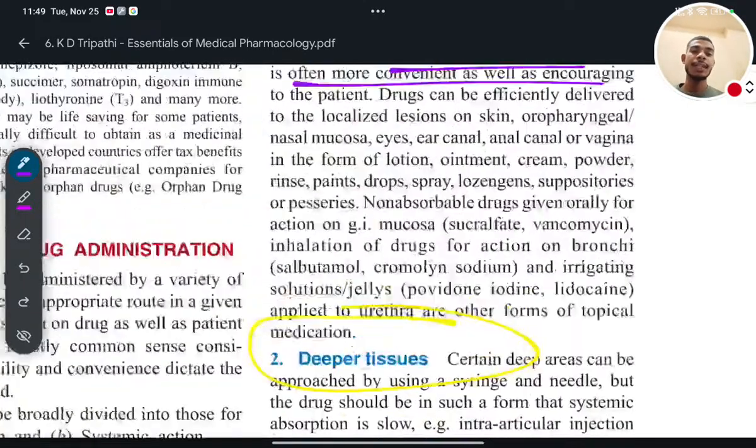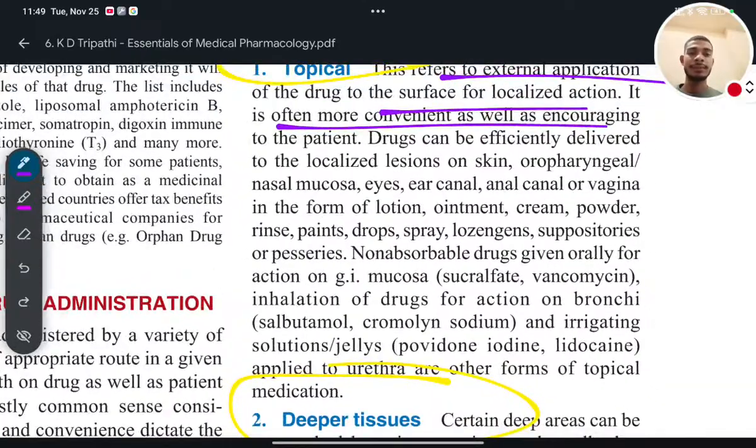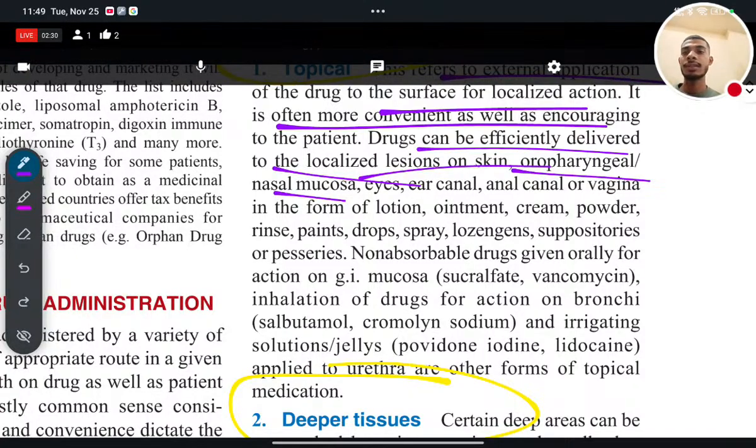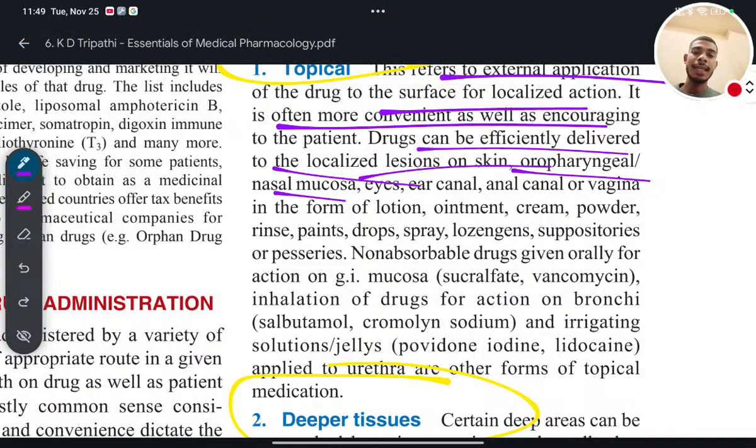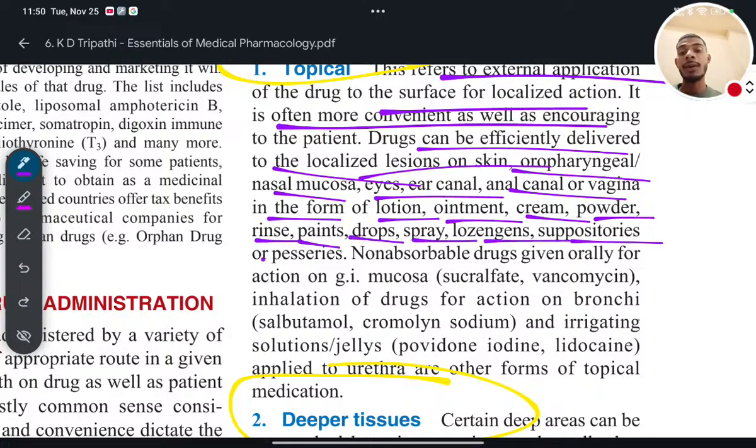Okay, and the examples are there. Drugs can be efficiently delivered at localized lesions on the skin, such as oropharyngeal, nasal mucosa, eyes, ear canal, anal canal. Am I audible or not? Yes. So eyes, ear canal, anal canal and vagina, in the form of lotions, ointments, cream, powder, rinse, paints, drops, spray, lozenges, suppositories, or pessaries.